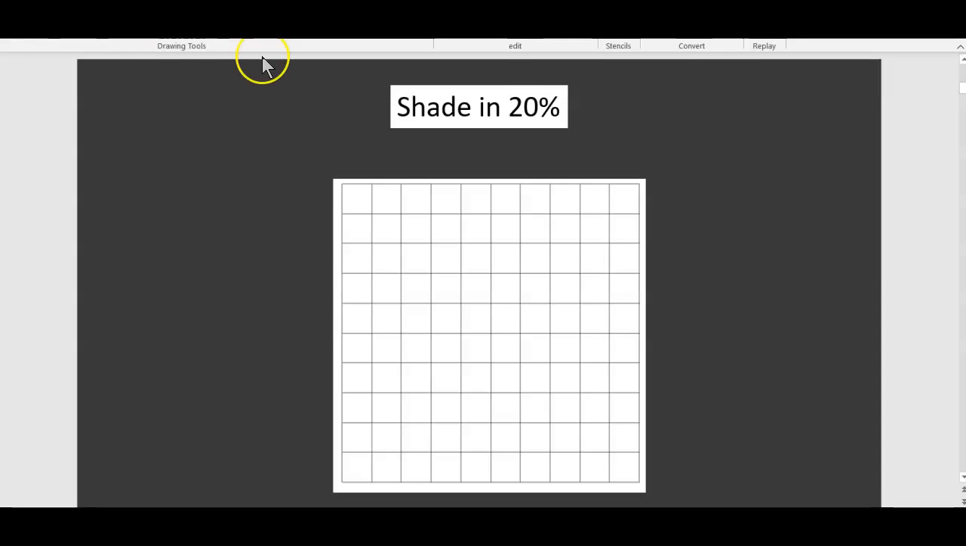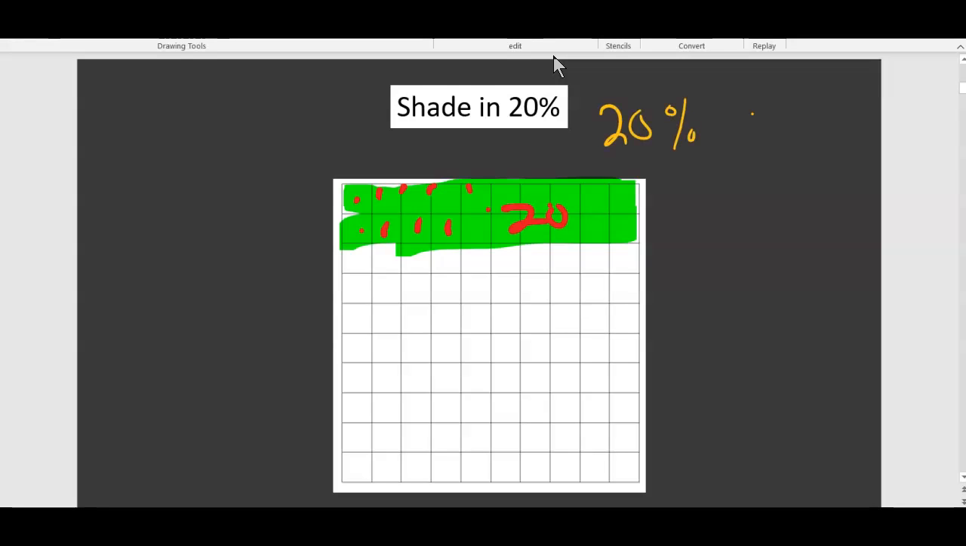Shade in 20%. Well, there's a total of, what do we say, 100 here? So 20% would be, you can do it like this. 10, 20. So out of 100, how many little boxes do we shade in? 1, 2, 3, 4, 5, 6, 7, 8, 9, 10. There's 20. So what we're trying to say here is that 20% of 100 is 20.